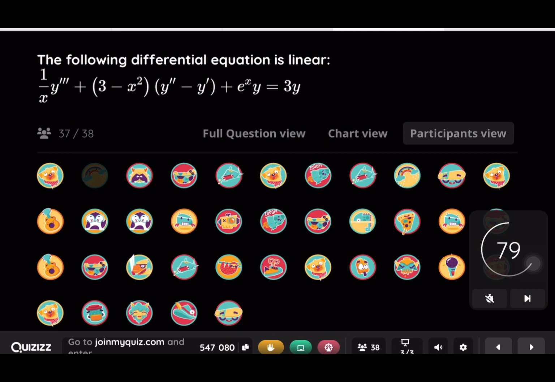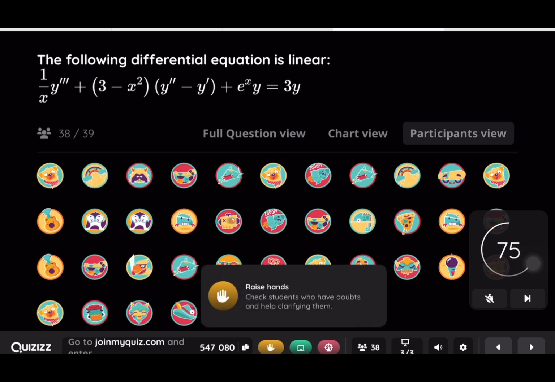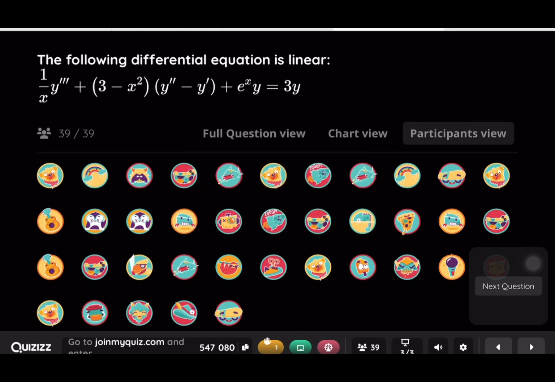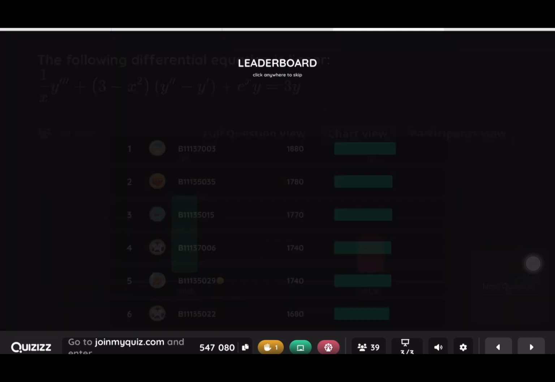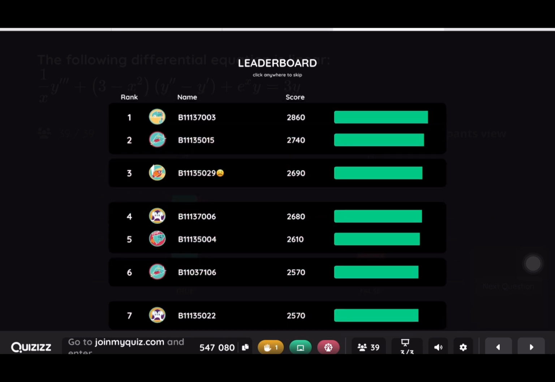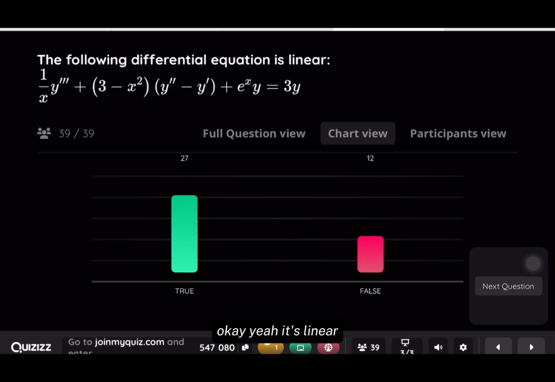Okay, what's to the left? What's to the left? Oh, we have 39. Okay. Wow. Okay. Yeah, it's linear. Okay, it's linear. Okay, do we have another one?